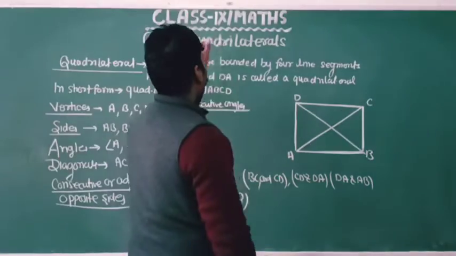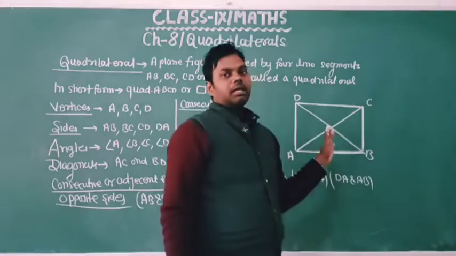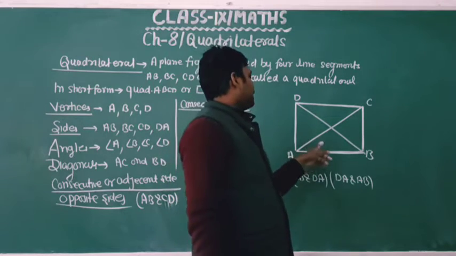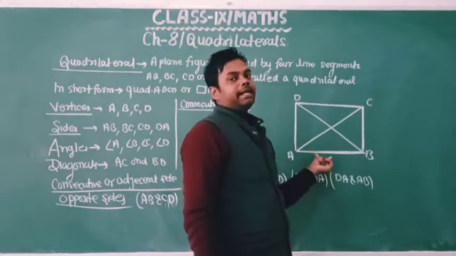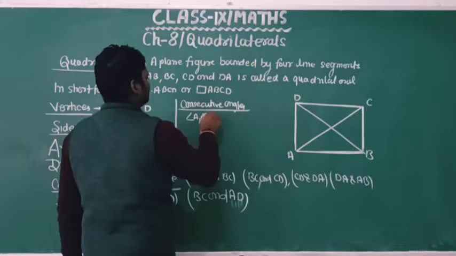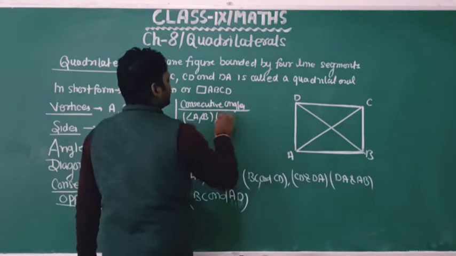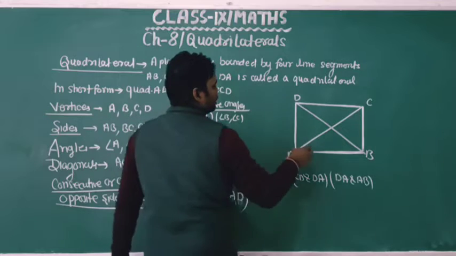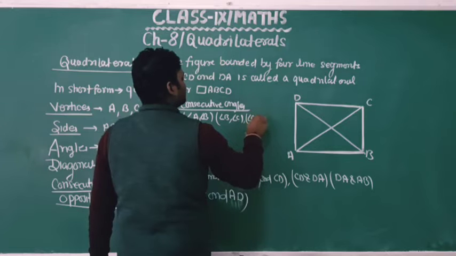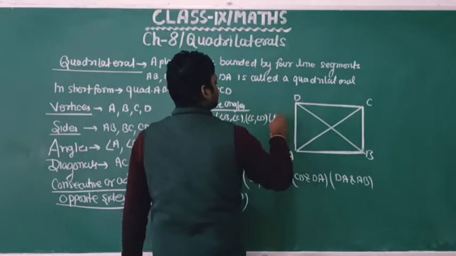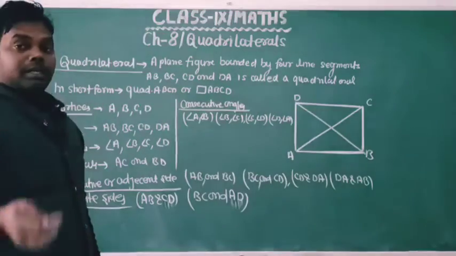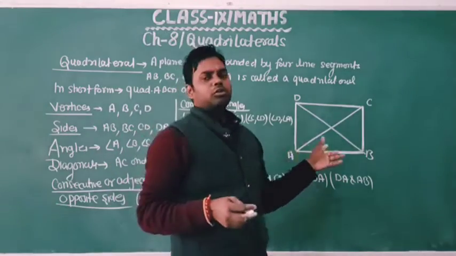So two angles with a common arm are called consecutive angles. Two angles with a common arm or common side are called consecutive angles. So angle A, angle B are consecutive. Next, angle B, angle C; next, angle C, angle D; and next, angle D and angle A. So we have four pairs of consecutive angles in a quadrilateral. A quadrilateral has four pairs of consecutive angles.